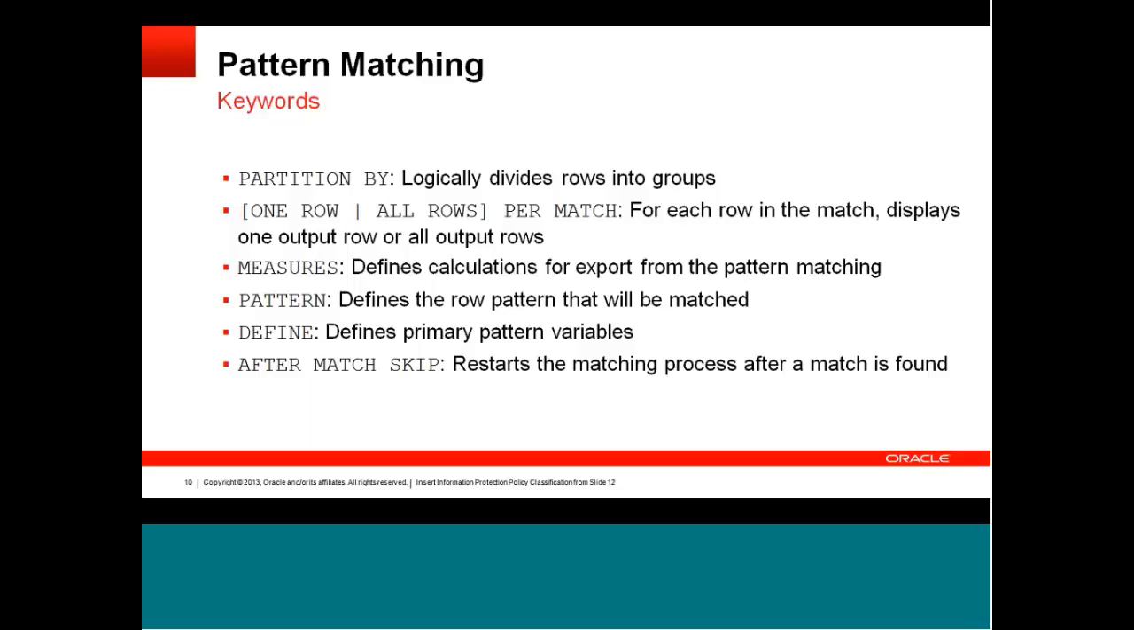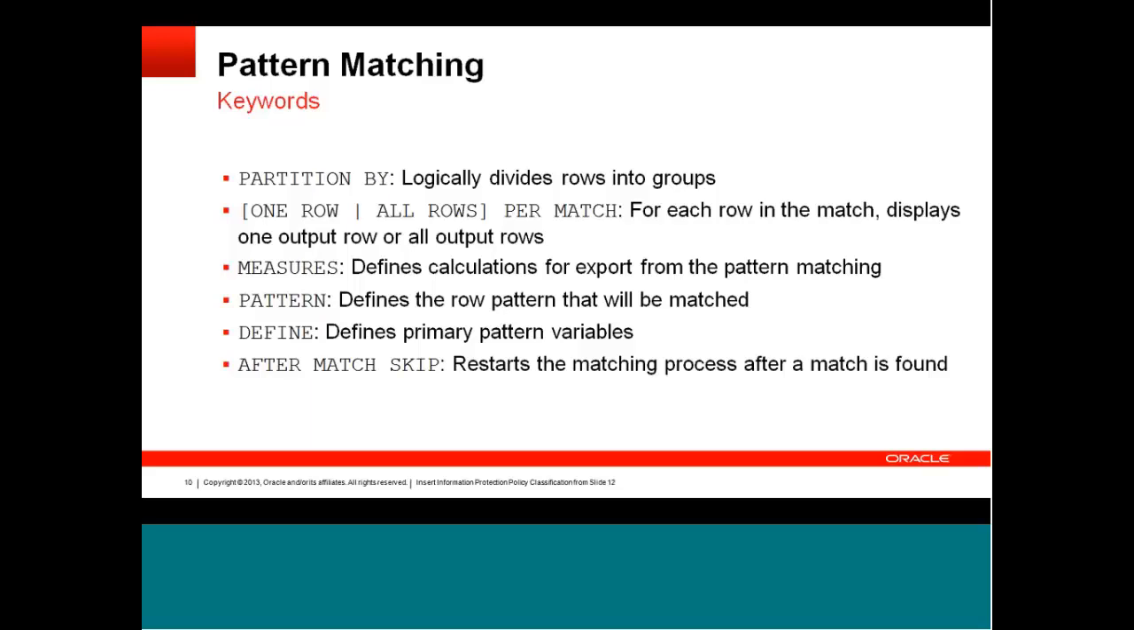So all rows per match is used for a detailed view of the match, and one row per match will give you one single row which constitutes a single match. We have the measures keyword. Measures defines a list of columns that will appear in the pattern output table. So it defines columns whose value will be computed by evaluating the expression related to a particular match.